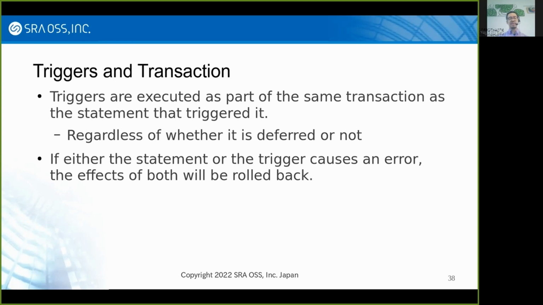So in a constraint trigger function, if the function notices that some constraint is violated, the trigger function will raise an error to roll back the transaction.